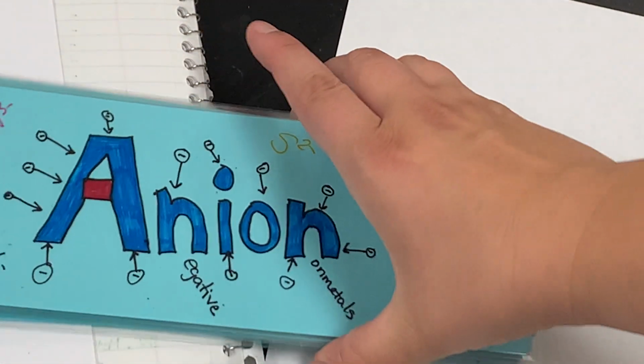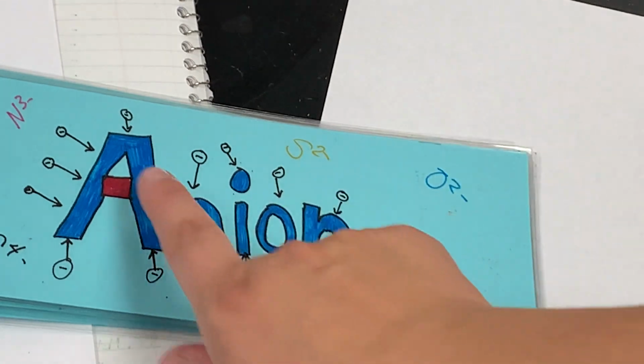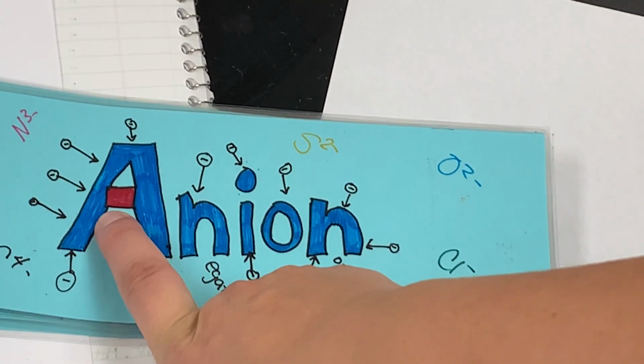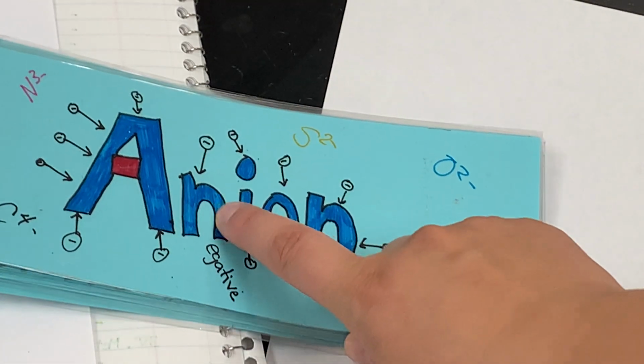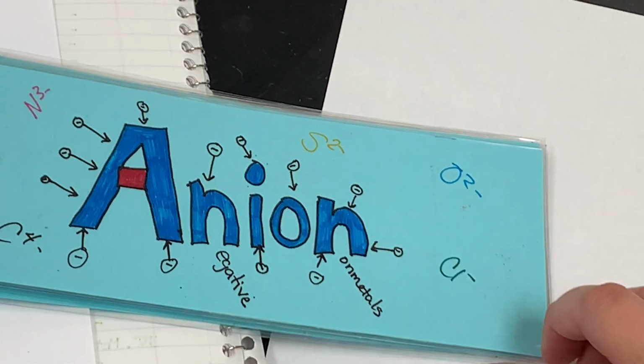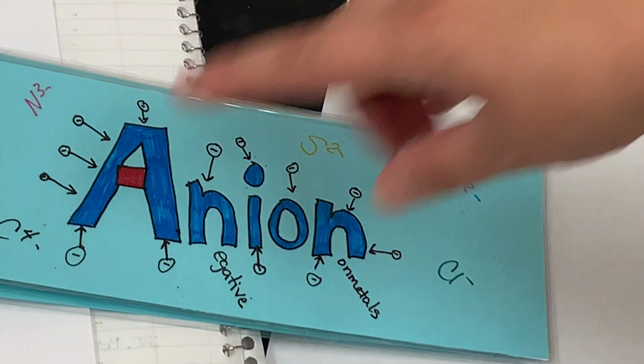Okay? There's its partner anions. You'll notice I've got electrons coming in. I drew the A so that it looks like it has a negative in it. Okay? Notice I used my ends to write negative and non-metals. And again, I did some examples around the outside.